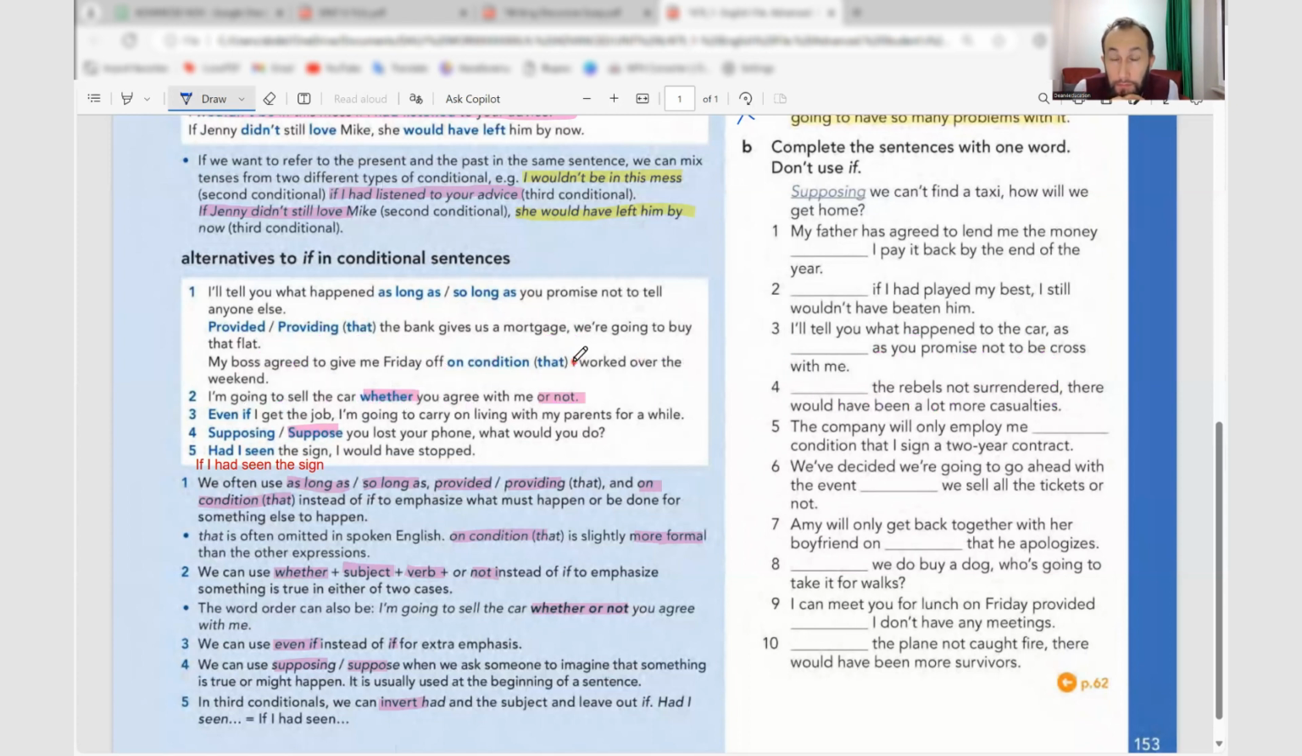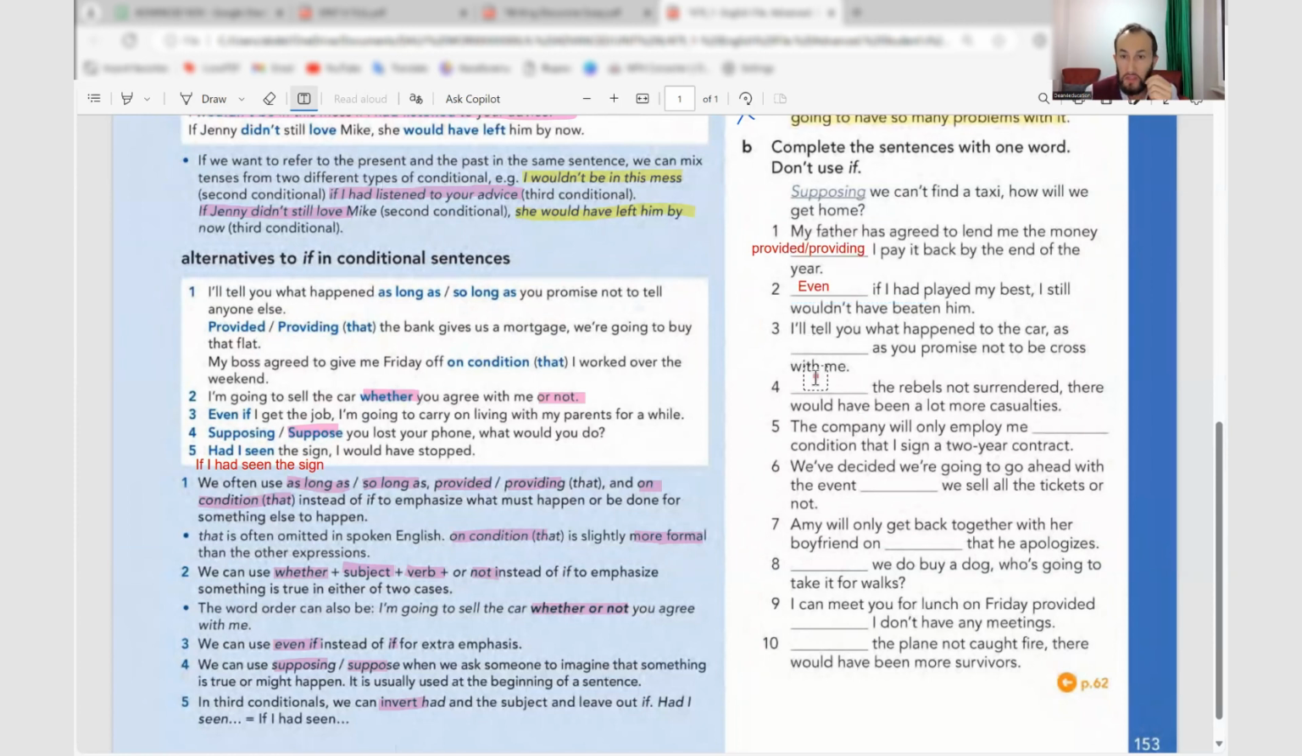Amina, number 1. My father has agreed to lend me the money, providing I pay it back by the end of the year. Very good. I agree with that. Providing, or we can also say provided. So let's write both, provided or providing. Yes, good. Salma, next one, please. Even if I had played my best, I still wouldn't have beaten him. Very good. Even.